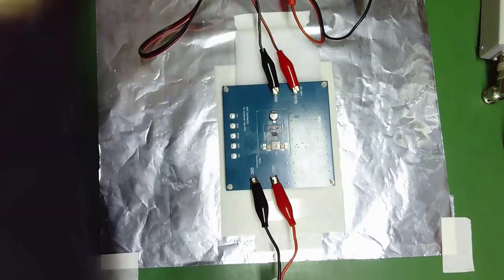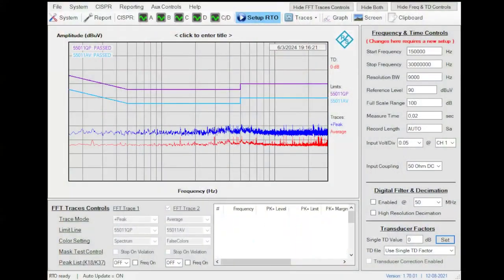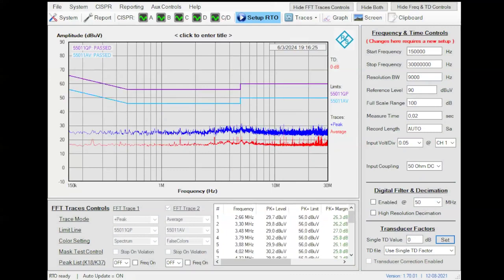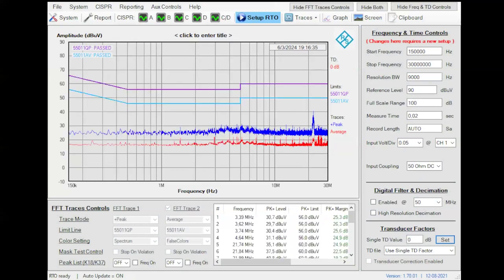We are going to measure the emissions. Okay, so you can see now in my software, this is the emissions of the product. Look at the emissions. It's close to the 0 level. Let me switch off the power supply. When I switch off the power supply, you will see the emissions from my product. It's something like this. This is with the power supply off. This is with the power supply on.